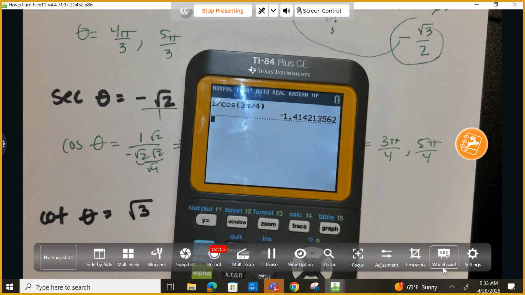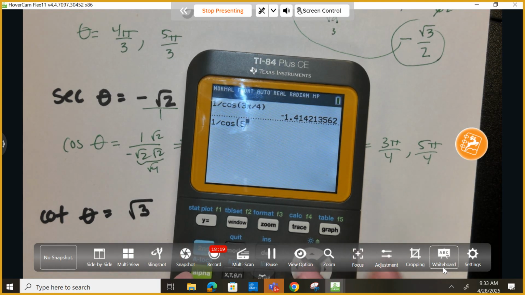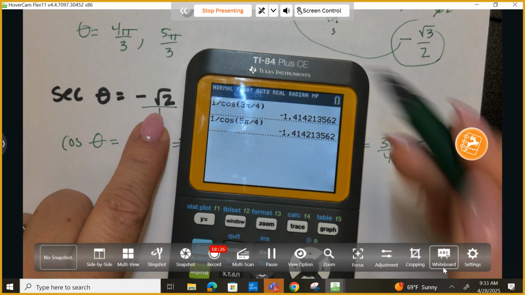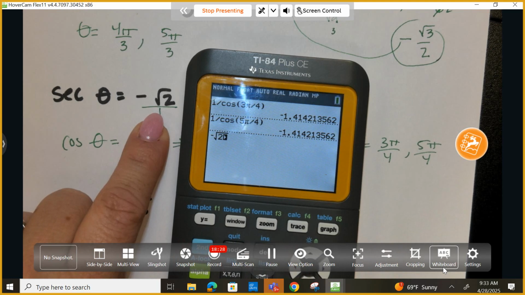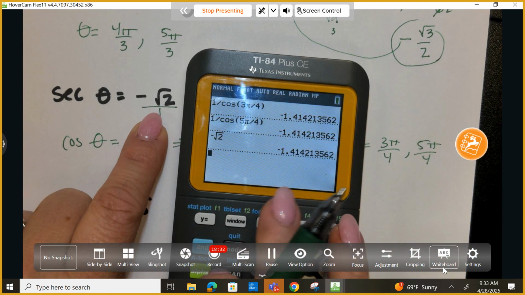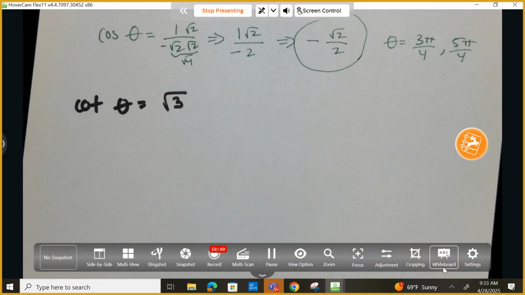Let's check the next one. 1 divided by the cosine of 5 pi divided by 4. So I want to know if these two are equivalent to negative square root of 2. They are. Each of these is equivalent to negative square root of 2. That means I did select the correct answers. Can I have right now a thumbs up to the side or down based on your confidence? Okay, ready for our last one.